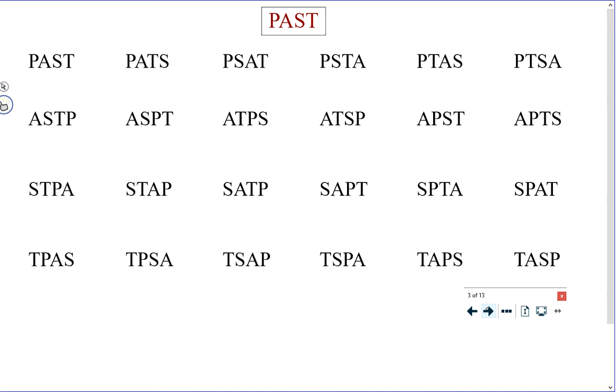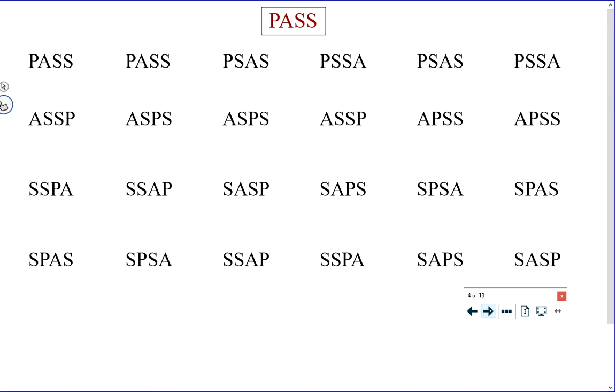Now what I'm going to do is move to the next page, but the T's are all going to become S's. So if you take a look at the top of the screen and focus on the word past, I'm going to change it to pass. That T is going to change into an S. And every single T in this list is going to change into an S. And when I do that, this is what I get.